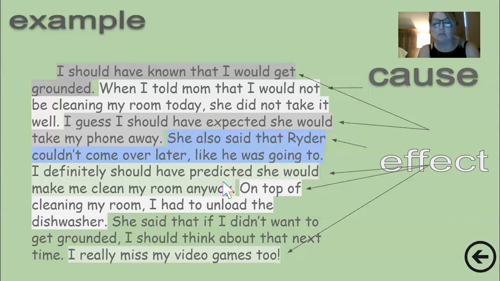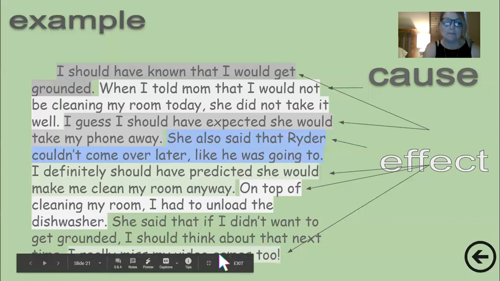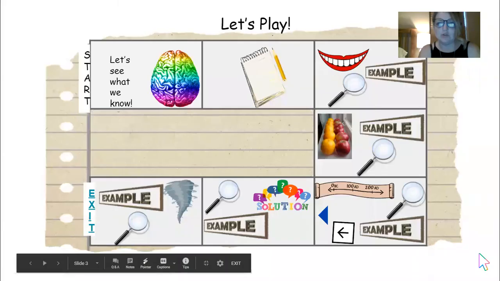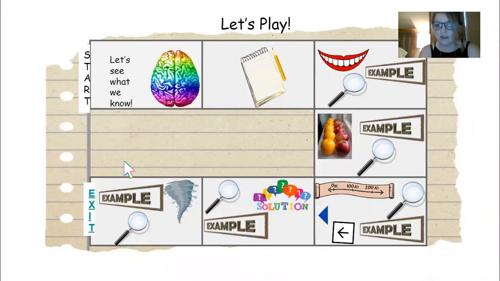She also said that Ryder couldn't come over later like he was going to. So his friend couldn't come over and play. That's an effect. On top of cleaning my room, I had to unload the dishwasher. There's another effect, another punishment that they got because of their grounding, right? And I really miss my video games too. That is also an effect. So you can see how this up here was the cause of all of the other things that happened in this child's day, right? So cause and effect. Maybe we have a good grasp on the cause and effect.